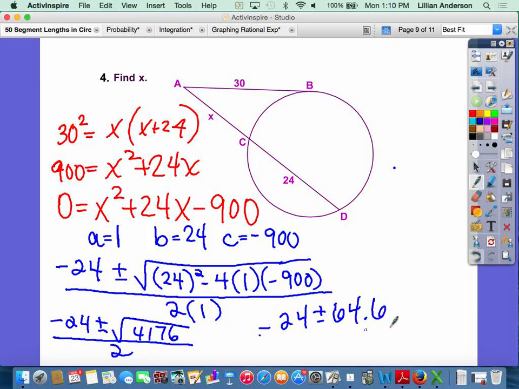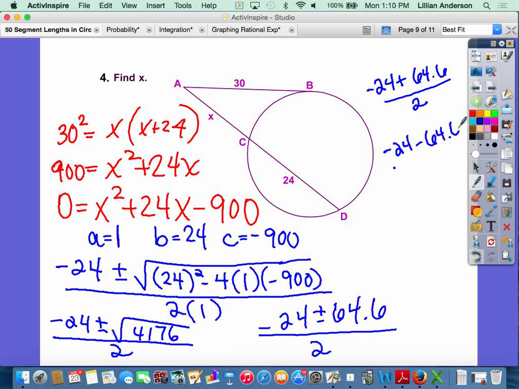Now, if you're like, well, the calculator doesn't have a plus or minus, you're right, but the calculator does have a plus and it does have a minus, so you have to do them separately. You'll do negative 24 plus 64.6 divided by 2, and then you'll do negative 24 minus 64.6 divided by 2. So do that in your calculator.